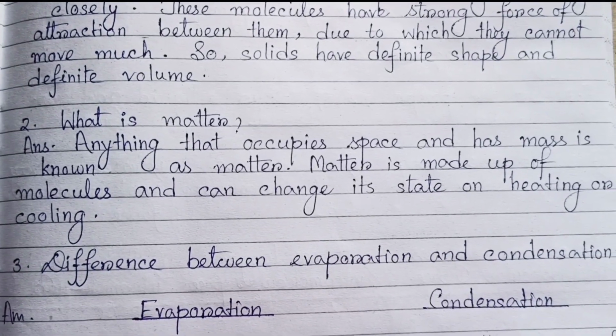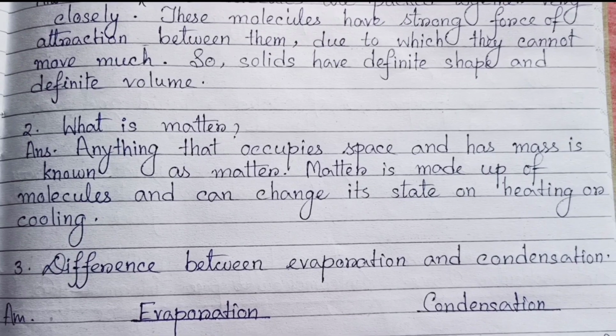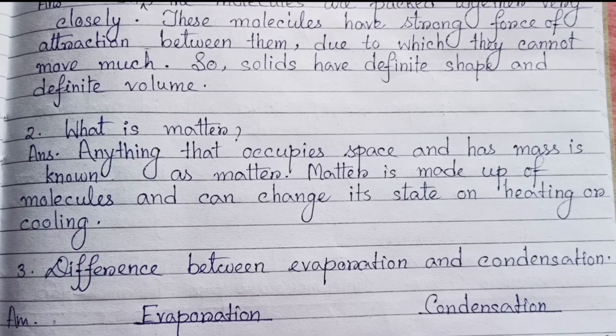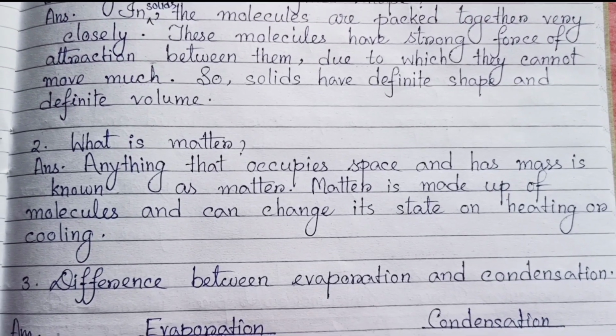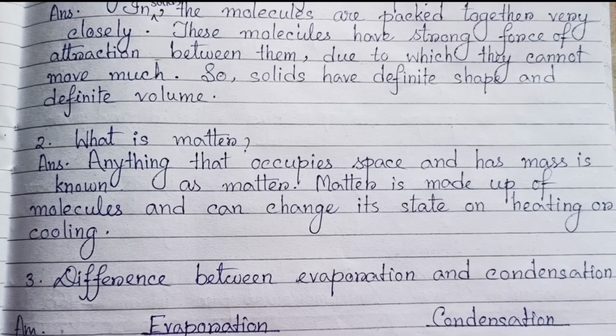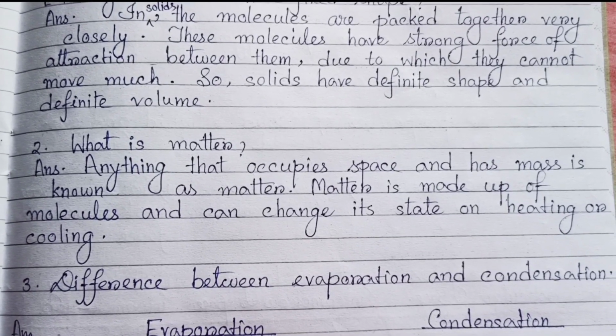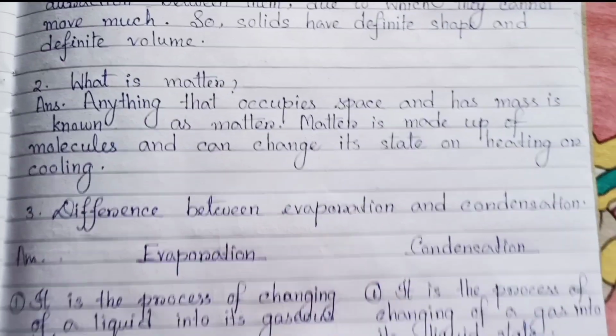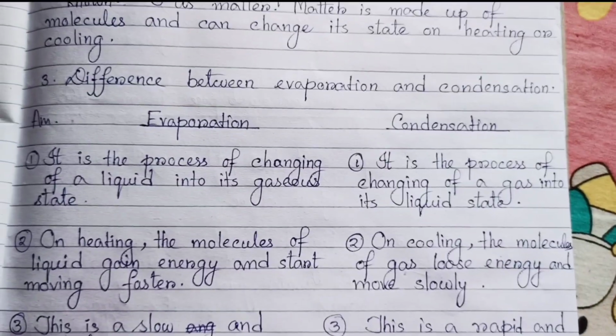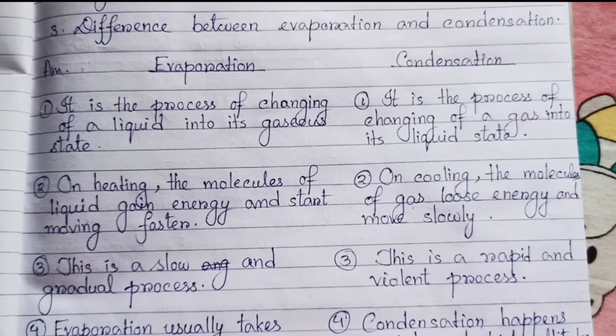Number 2, what is matter? Anything that occupies space and has mass is known as matter. Matter is made up of molecules and can change its state on heating or cooling. Next, number 3, difference between evaporation and condensation.